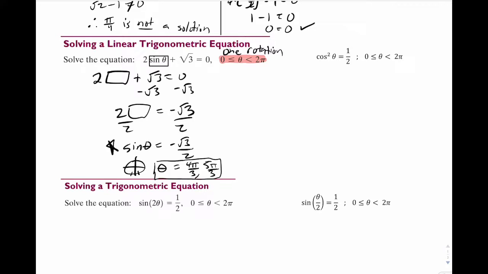Now let's try our next one. Again, notice that this restriction is there. This will be there for pretty much every problem because it has to tell you what the restriction would be. Otherwise, it'd be an infinite amount of answers. So this is one rotation again. So I'll just note that for you. Notice how it's cosine squared theta. So we're going to solve it by, of course, taking the square root.